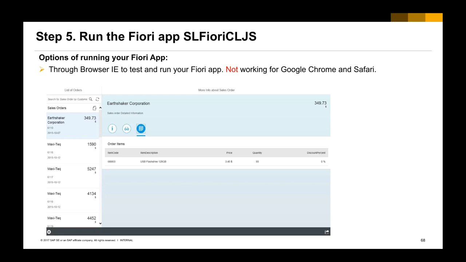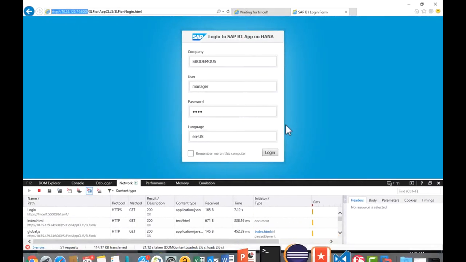Just one important note. You will need to use Internet Explorer to run this Fiori app. There are some issues with Google Chrome and Safari. The issue with Google Chrome is that, with the latest Chrome versions since 56 or 58, Chrome will not accept the SSL 1.0 version for the certificate anymore. But unfortunately, the service layer is using SSL 1.0 at the moment, as of B1H 9.2 patch 8.